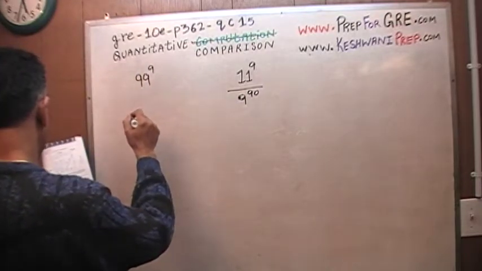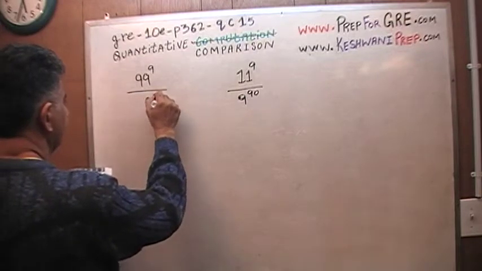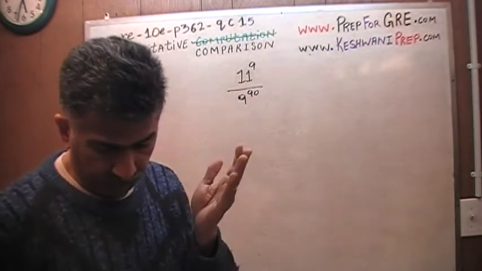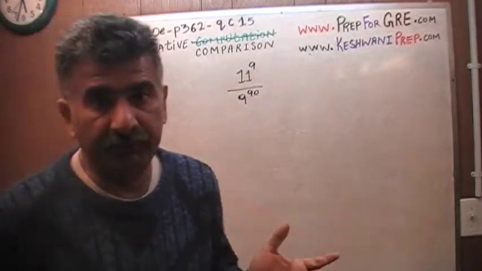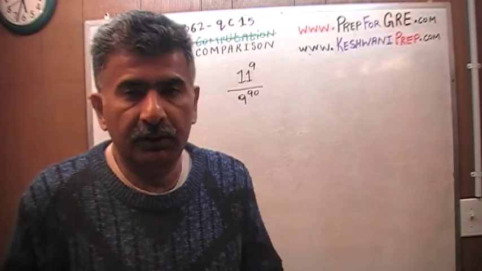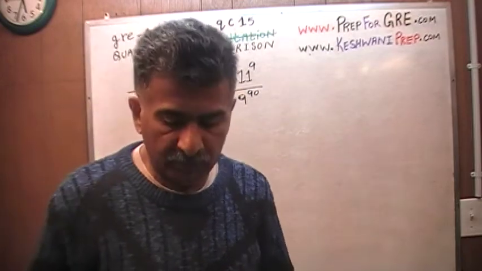99 to the 9th over 9 to the 99th. Well, there are several different ways you can do this problem, depending on the person. Not just different people might do it a different way, but even the same person may do it several different ways depending on his or her mood. I'm going to show you a couple of them, okay?